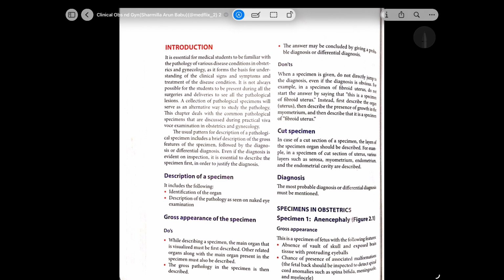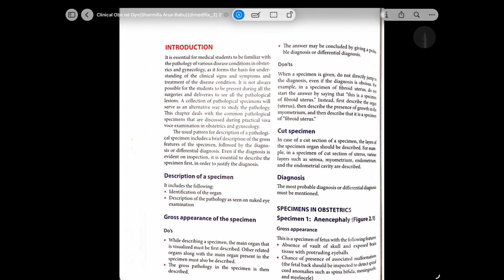in obstetrics and gynecology, as it forms the basis for understanding of the clinical signs and symptoms and treatment of disease conditions. It's not always possible for students to be present during all surgeries and deliveries to see all the pathological lesions. A collection of pathological specimens will serve as an alternative way to study the pathology. So this chapter deals with the common pathological specimens that are discussed during the practical Viva examination in obstetrics and gynecology. So this is good for your Viva.